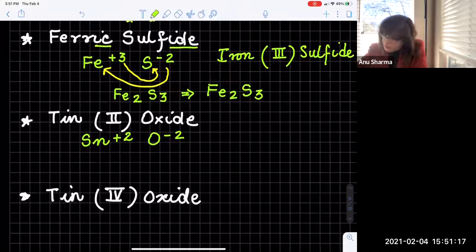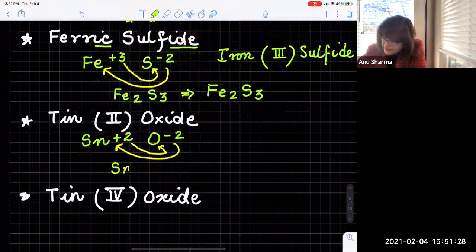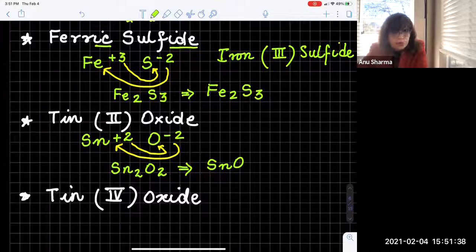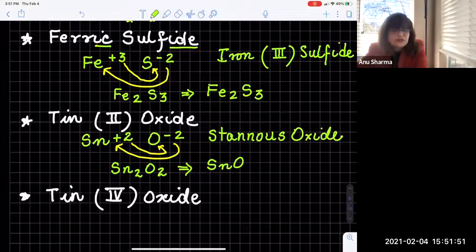Now same story. You're going to bring in 2 as a subscript here and this 2 as a subscript there. So what will you get here? You're getting Sn2O2, and simplify again. So this becomes SnO. SnO. So the name is stannous, stannous oxide. Stannous oxide, because it's a lower oxidation state.